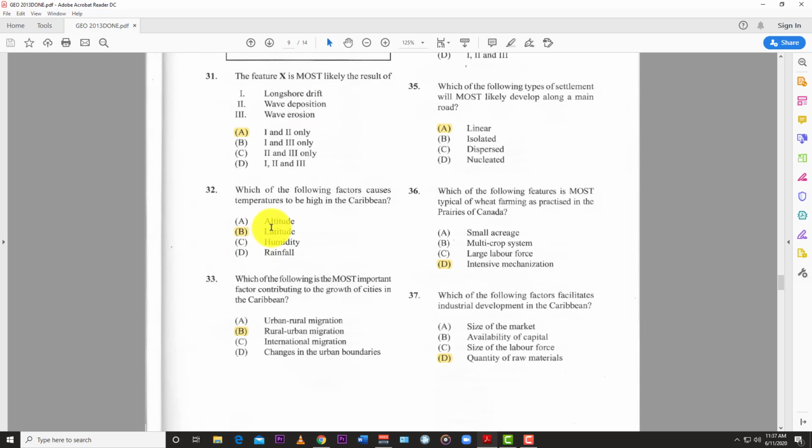32, which of the following factors causes temperature to be high in the Caribbean? And so the answer here is B, the latitude. You know where we locate latitude.